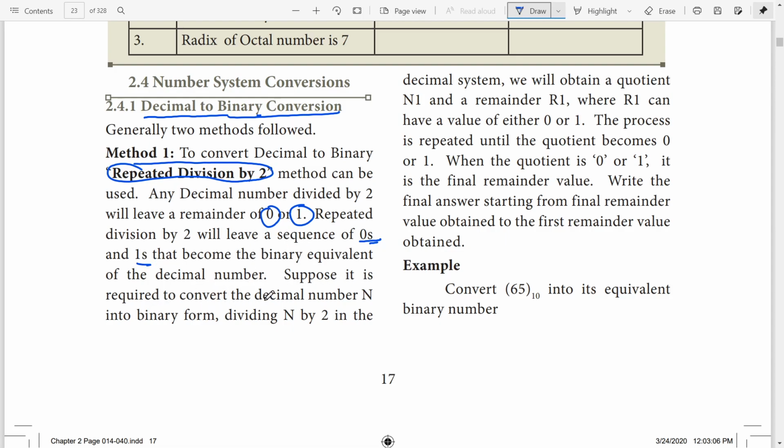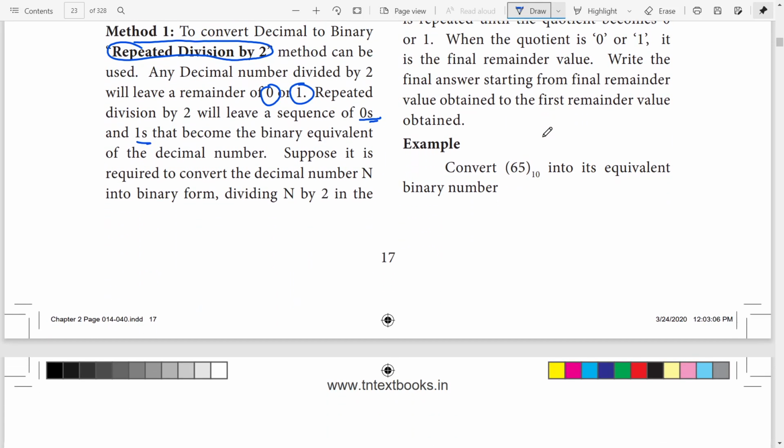Suppose it is required to convert a decimal number n to binary form. Dividing n by 2 in the decimal system, we will obtain a quotient and a remainder. The process is repeated until the quotient becomes 0 or 1. When the quotient is 0 or 1, it is the final remainder value. Write the final answer starting from the final remainder value obtained to the first remainder value obtained.